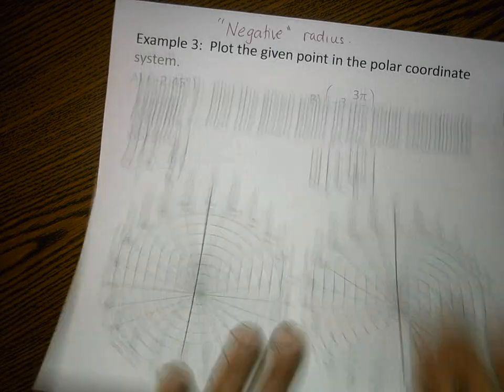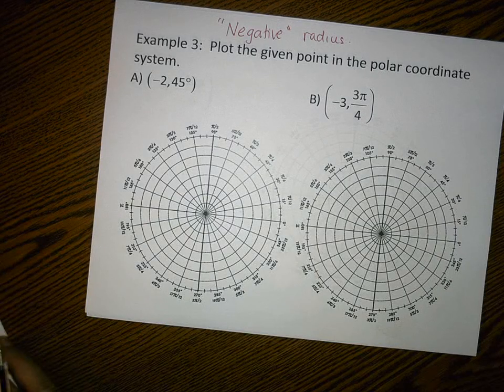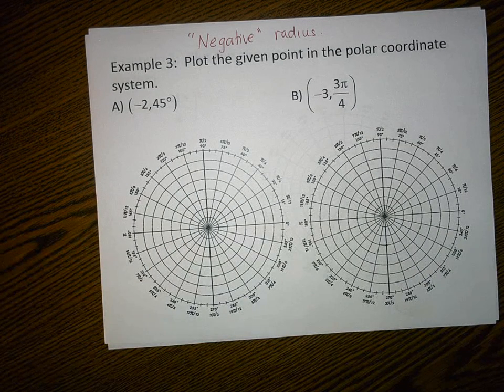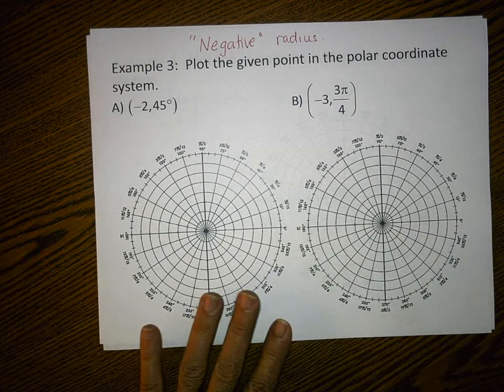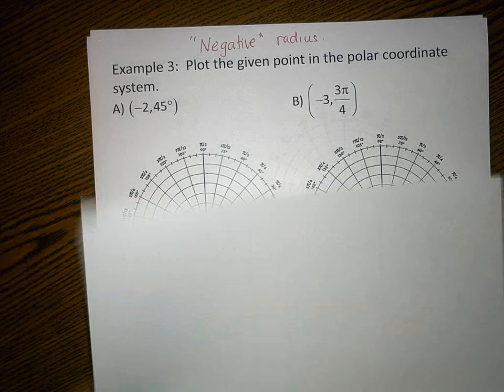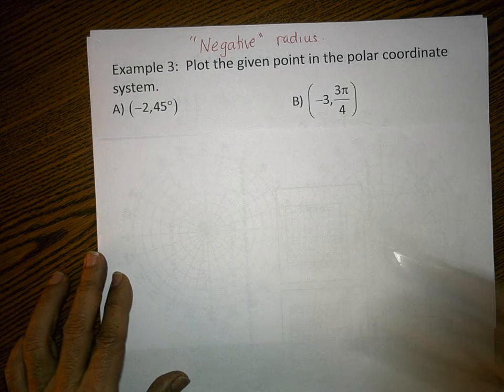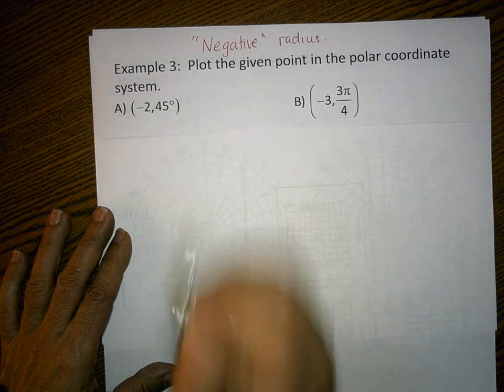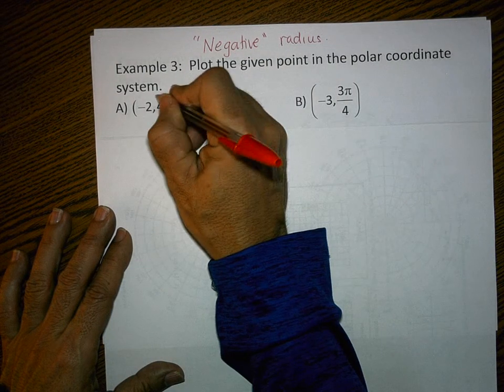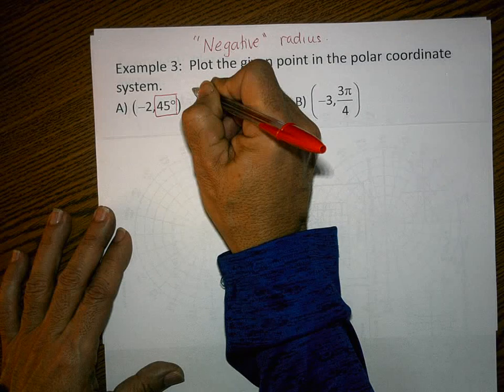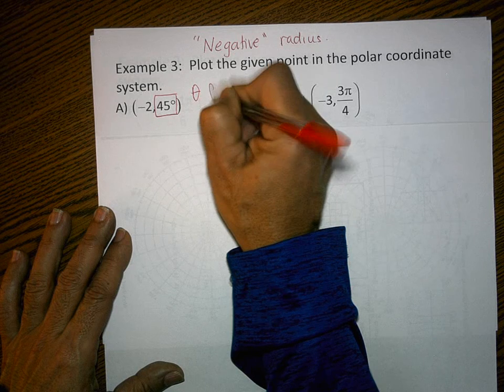All right, let's go ahead and play with negative radius. Okay, negative radius. Here we go. I like my own grid. All right, so I like to think of it as a reflection. I still start with my angle of 45. Always, okay, plot theta first.